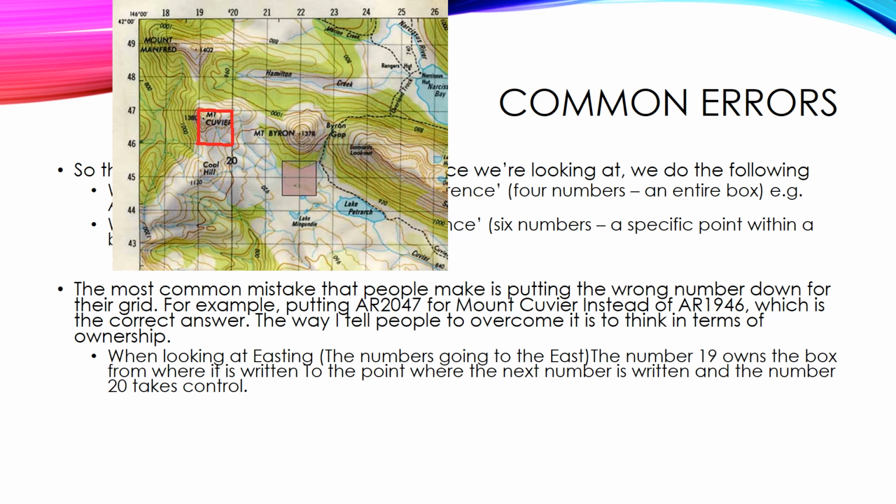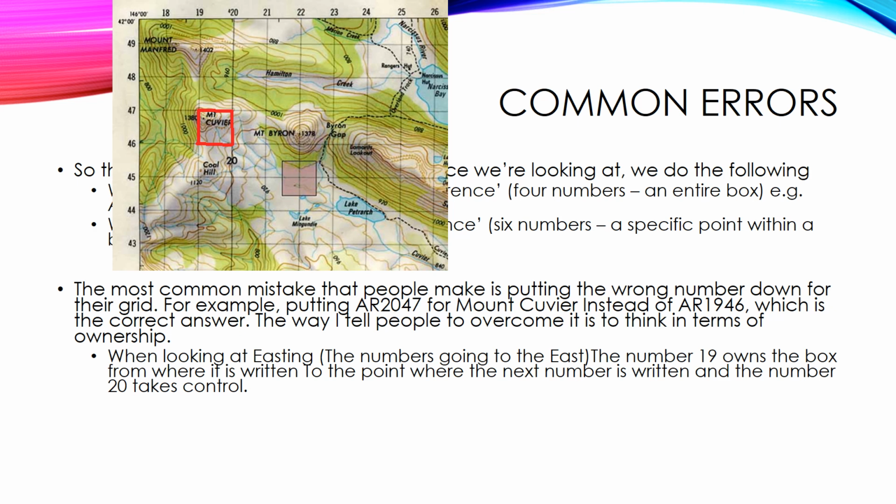Our northing is running up the page. Our 46 owns everything to the north of that line. Our 47 owns everything to the north of that line. With our eastings, our 18 owns everything to the east of that line. Our 19 takes ownership at that line, and it owns it to the east until it gets to the next line. So sometimes you'll see that we might actually want to pick a reference up here, but we don't actually have a number to show what it is.